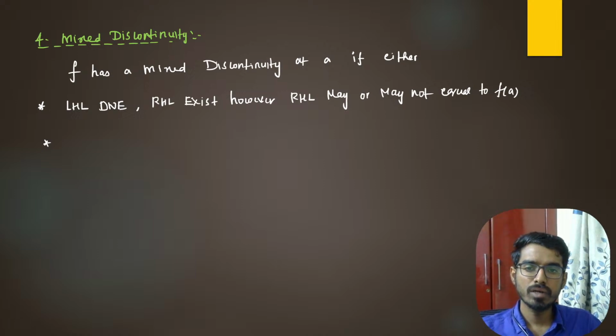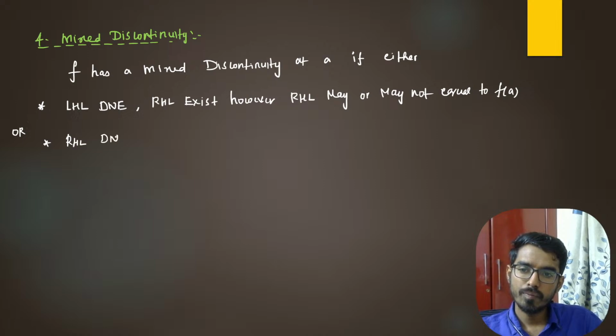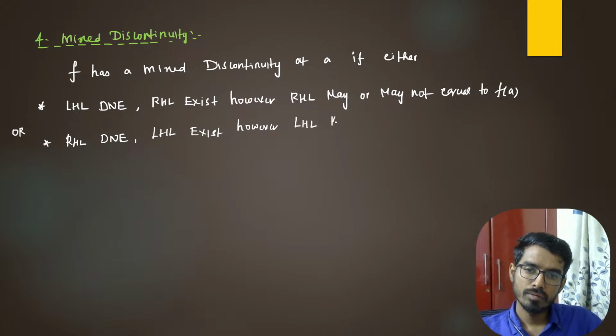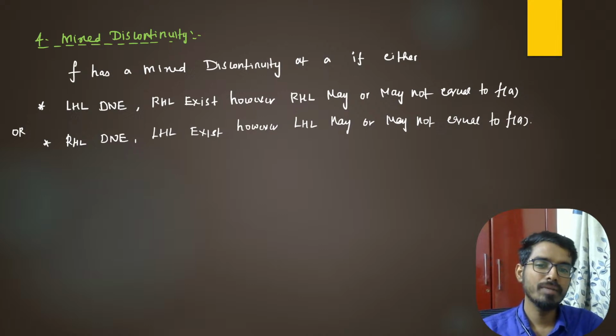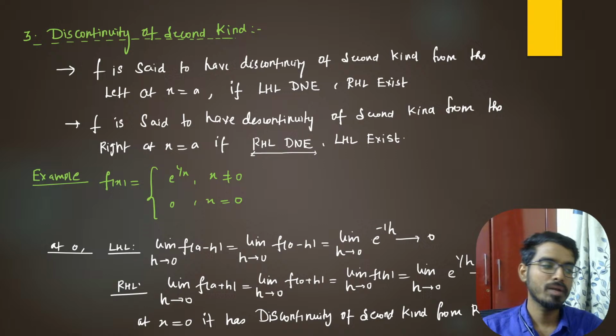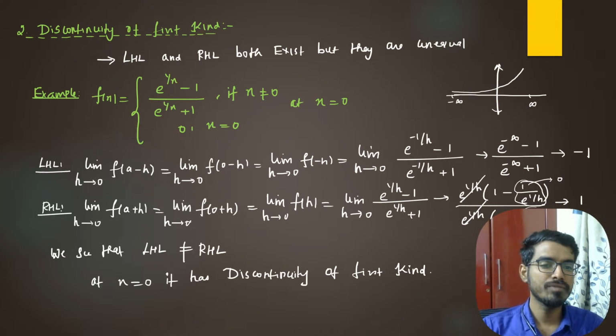Then we say it is mixed discontinuity at a, or RHL does not exist, sorry, RHL does not exist, LHL exists. However, LHL may or may not equal f of a. This is very simple only. So we say this function has a mixed discontinuity. It is not that important. Actually, this topic is not that important, but I'm just telling you there are four kinds of discontinuity.